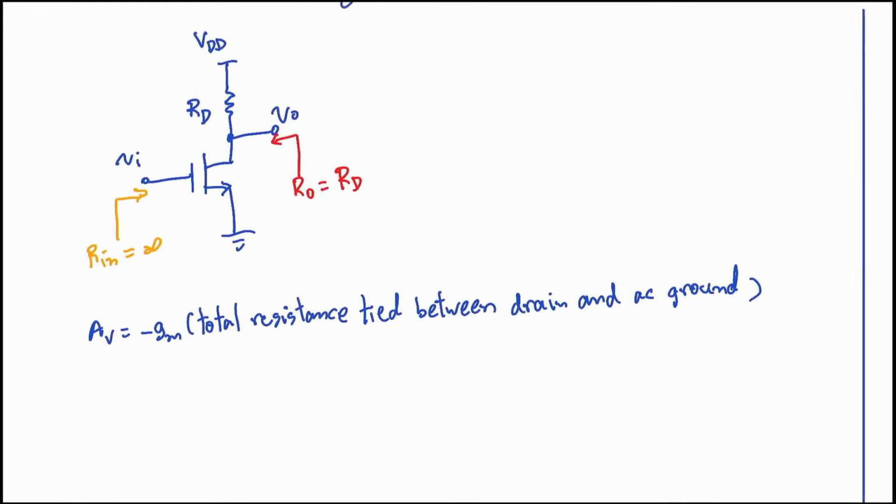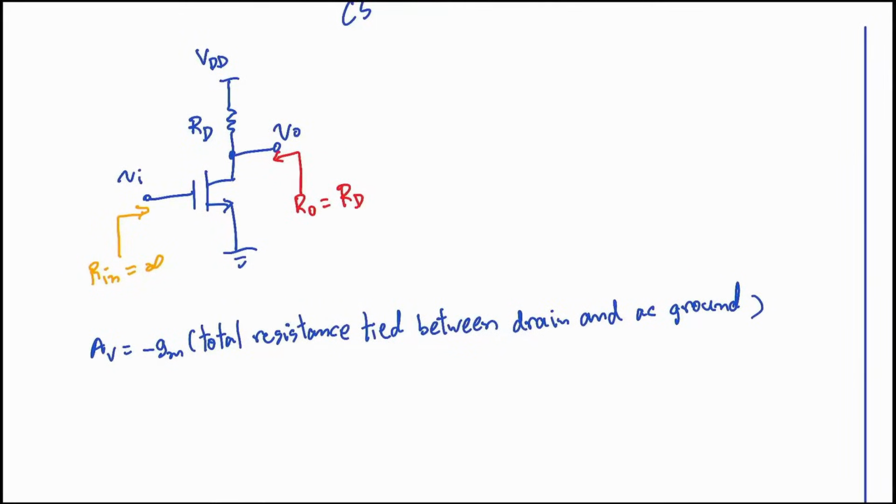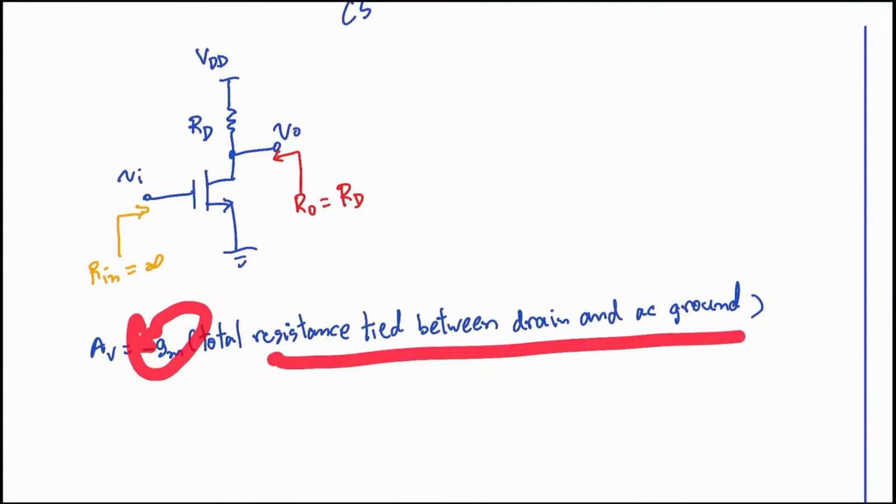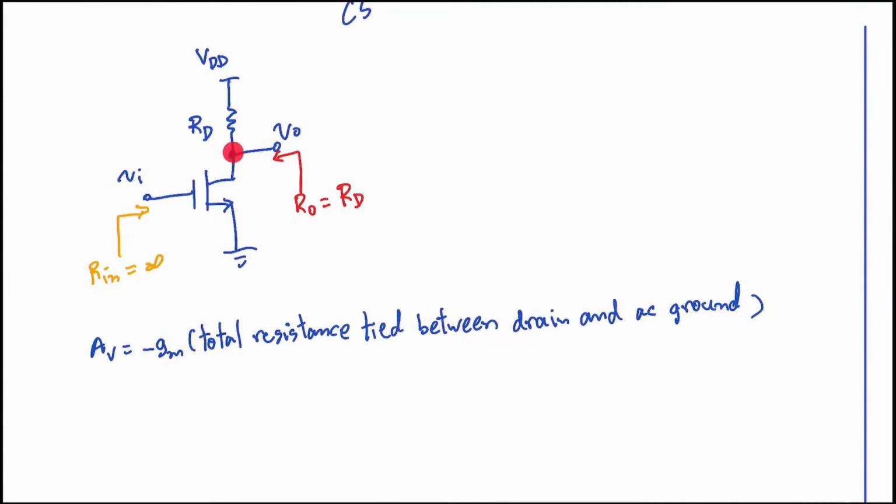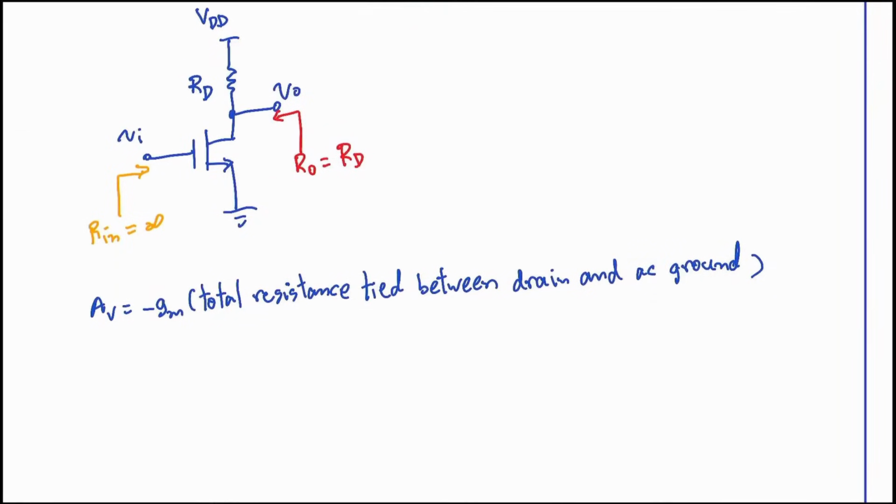Suppose we have a load connected, right? If it's like this, then we can write it out, right? The gain is equal to negative GM times the total resistance between the drain and AC ground, which is, this is the drain pin, right? AC ground is right here, isn't it? So there's only RD, making it negative GMRD. If there's an R load connected here to ground as well, then what would it be? There's RD connected to AC ground and RL connected to AC ground, so it would be RD in parallel with RL.